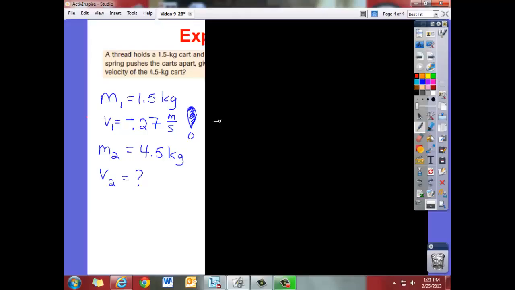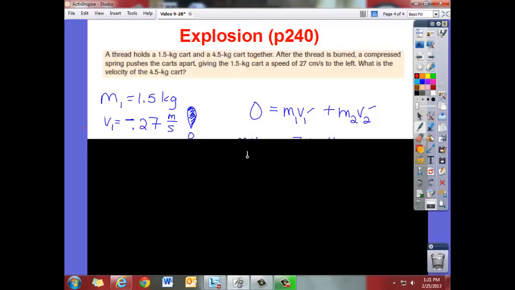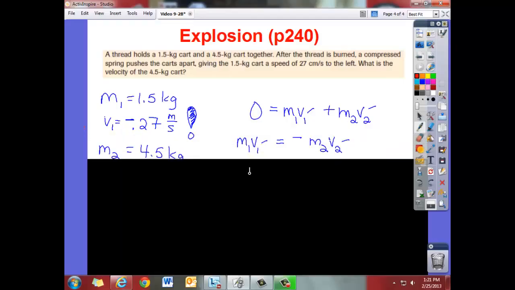Doesn't matter what's positive and what's negative, but what's important about an explosion is you'll always have two different signs. One object will always be going positive, one object will always be going negative because they explode away from each other. So when I know it's an explosion, I copy down the explosion equation. Total momentum before is zero, which means that when I rearrange it, the momentum of one is equal to the negative momentum of the other because they're going in opposite directions.